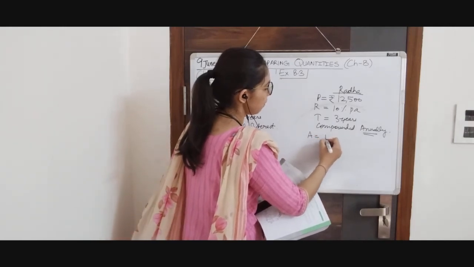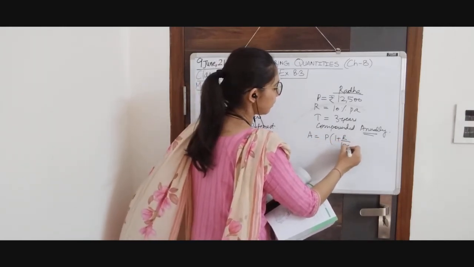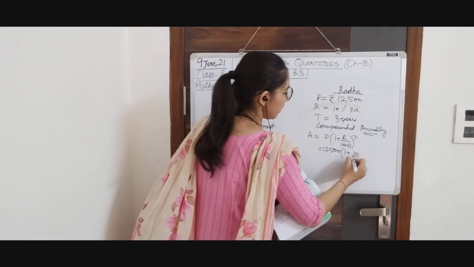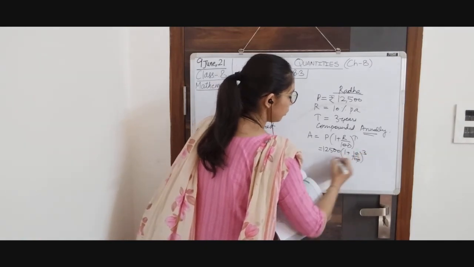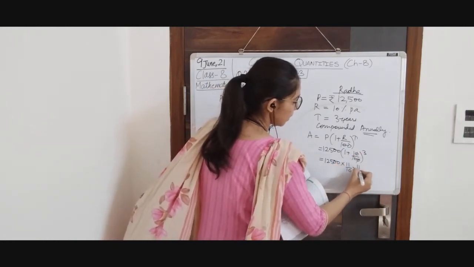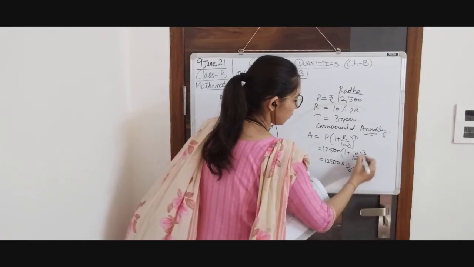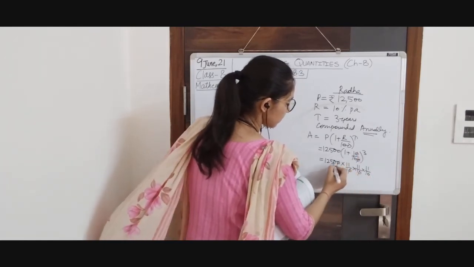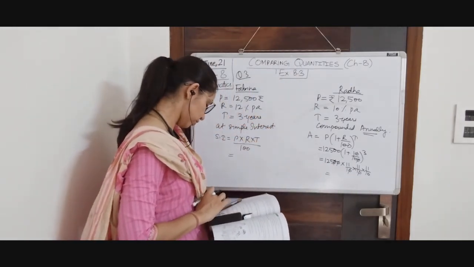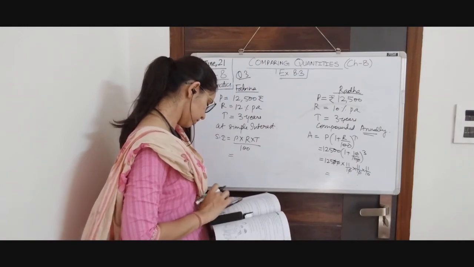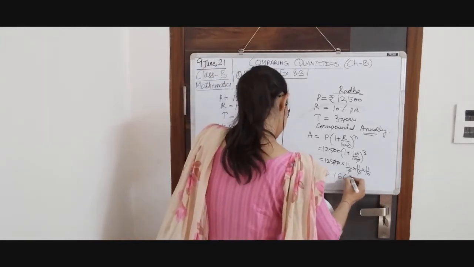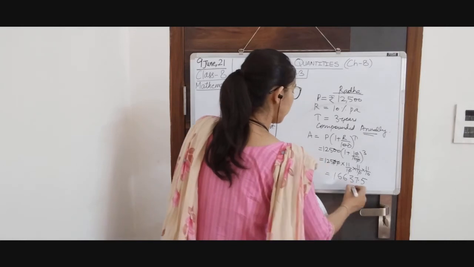Amount will be equal to P into (1 plus R by 100) to the power T, which will be equal to 12,500 into (1 plus 10 by 100, that is 1 by 10) to the power 3. It will be equal to 12,500 into 11 by 10, 11 by 10 and 11 by 10, because it has power 3. You can cancel this out. It will be equal to 125 into 11 into 11 into 11, which is 16637.5. Okay, this is your amount, not interest.